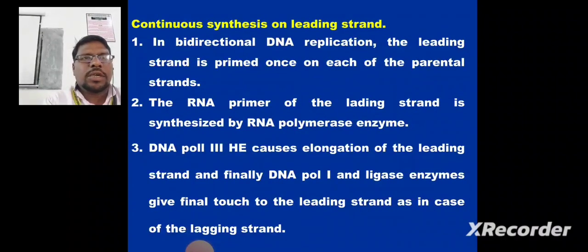Next, continuous strands on the leading strand. In bidirectional DNA replication, the leading strand is primed once on each of the parallel strands. RNA primers of the leading strand are synthesized by the RNA polymerase enzyme. DNA polymerase III causes the elongation of the leading strand, and finally DNA polymerase I and ligase enzymes give the final touch to the leading strand, as in the case of the lagging strand.